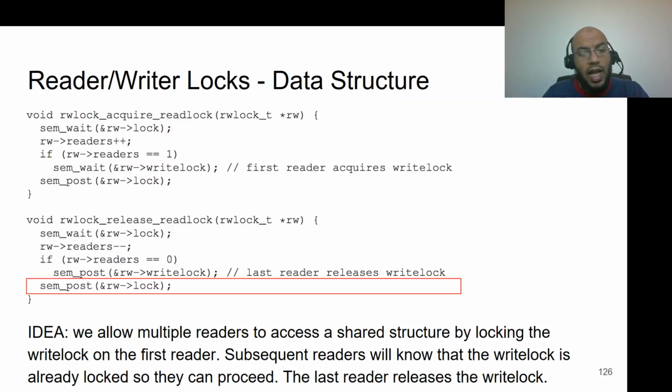So the idea is that now we have allowed multiple readers to access a shared structure by locking the write lock on the first reader. Subsequent readers will know that the write lock is already locked, so they can proceed. Okay, this code has an issue. Can you think of it?